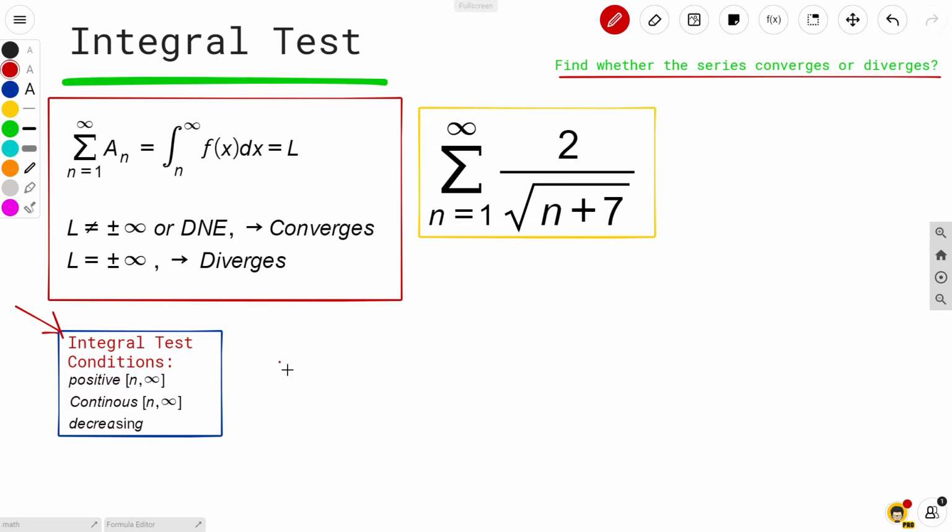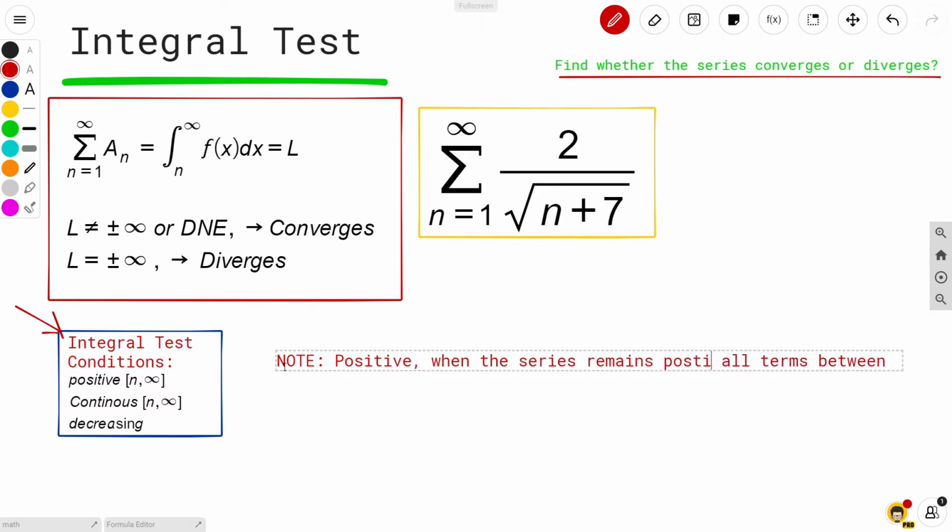And how do we know that? Here I'm going to leave a quick note. Note, to test for positive: it's positive when the series remains positive for all terms between n to infinity. I'll leave it as infinity.